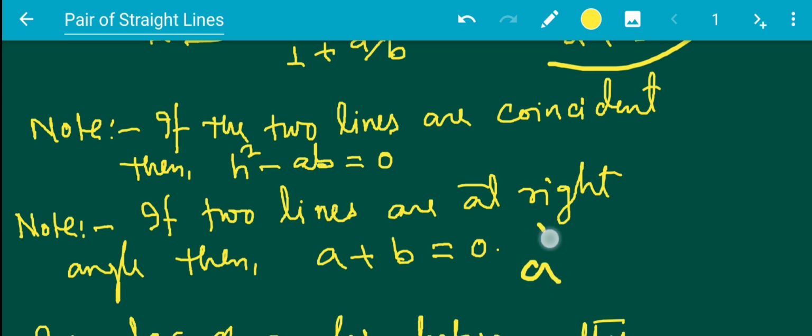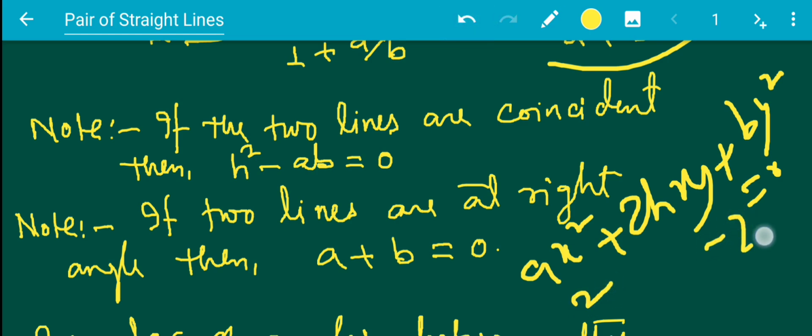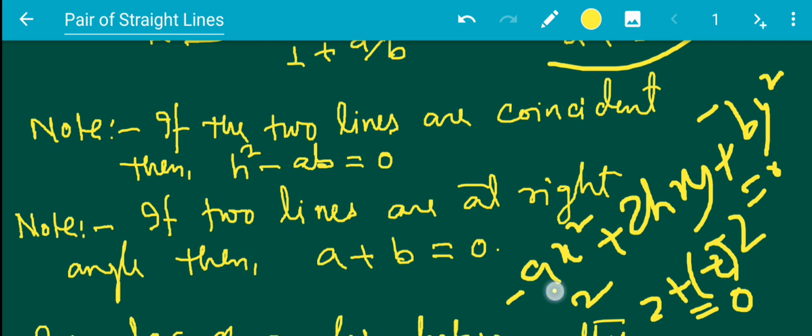So if in this equation ax square plus twice hxy plus by square equal to 0, this a, suppose a is 2 and b is minus 2, then a plus b, that is 2 plus minus 2, is equal to 0. It means the individual lines in this pair of straight lines are perpendicular. So these two numbers are of opposite sign. If a and b are of opposite sign and equal in value, then the lines in the pair of straight lines are always perpendicular. Okay, fine.